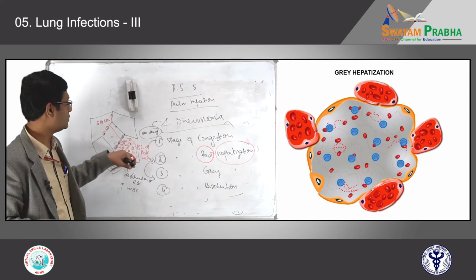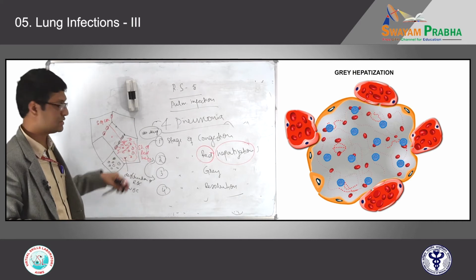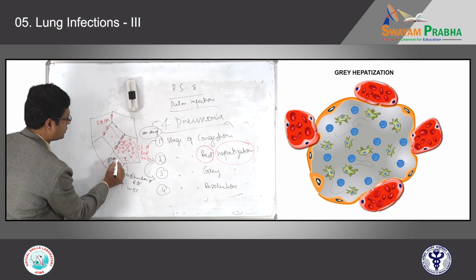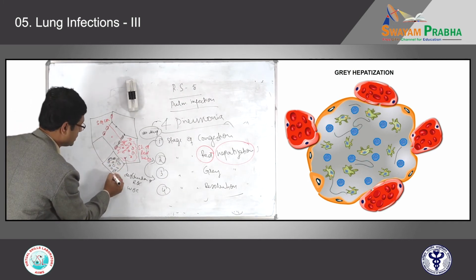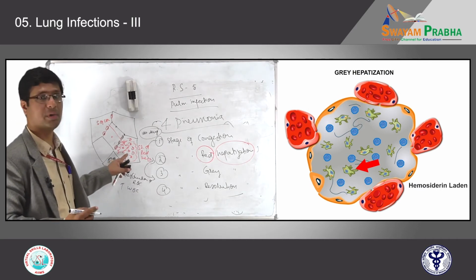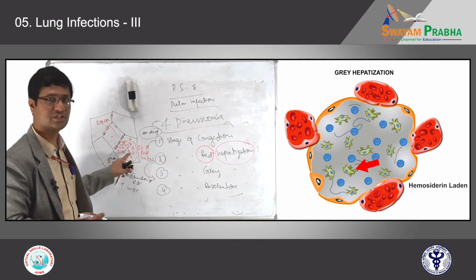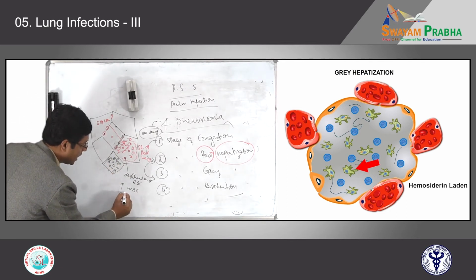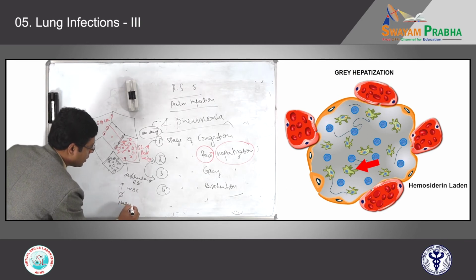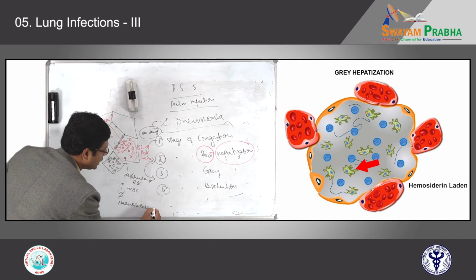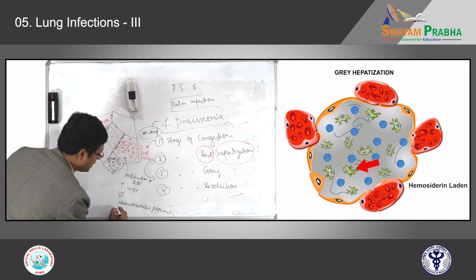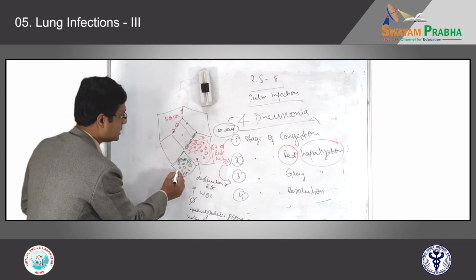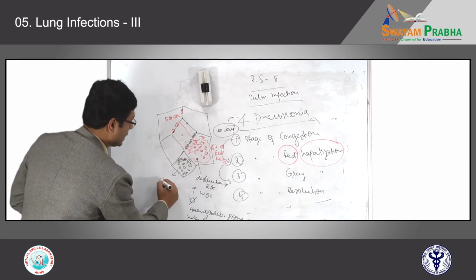So to engulf, to clear off these red blood cells, along with the white blood cells, you will have many macrophages. This is the symbol for macrophages. These macrophages will engulf a part of the hemosiderin pigment which is released by the destruction of RBCs. So in gray hepatization, you will see many white blood cells, alveolar macrophages, and also hemosiderin pigment laden macrophages. RBCs will be gone. So this is the microscopic picture of gray hepatization.